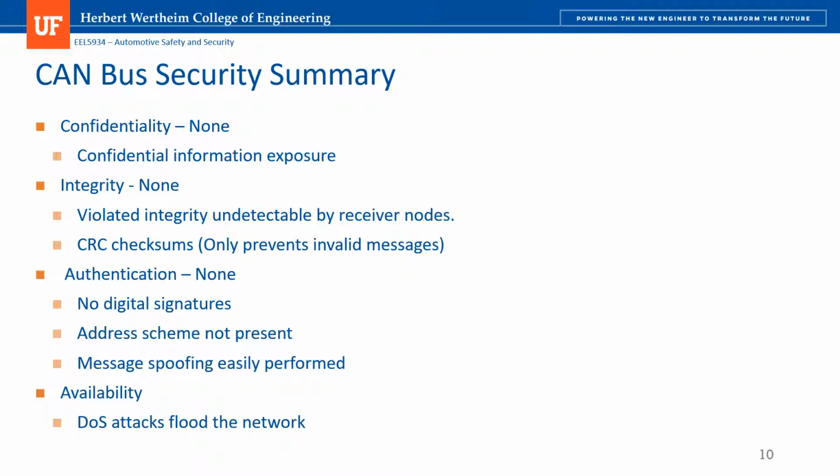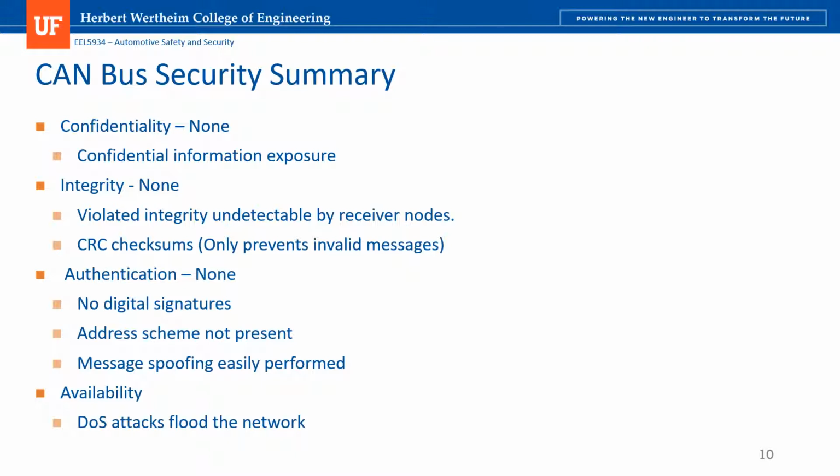So as a summary, the overall CAN bus security is pretty much that there is none at all. There is no confidentiality, there's exposure of information, there is no integrity, there's no validation of receiver nodes. They do CRC checksums in CAN bus, but this only prevents invalid messages, doesn't prevent invalid senders of messages. There's no authentication, no digital signatures. You can easily spoof messages, and there's also not even an address scheme in this network.